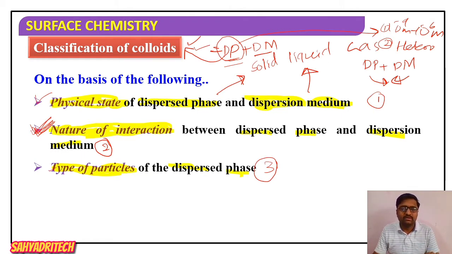Based on the physical state of a dispersed phase and dispersion medium. Second one, based on the nature of interaction between dispersed phase and dispersion medium. And third way is based on the type of particles of a dispersed phase. So these are the three ways of classifying the colloids. Well, now we'll consider one by one.